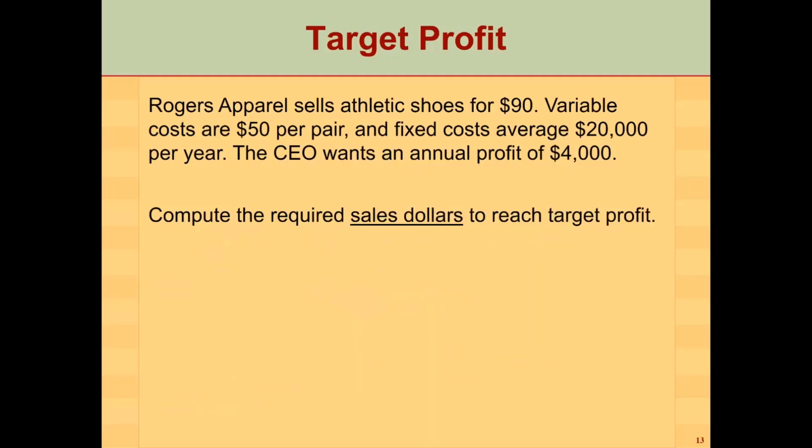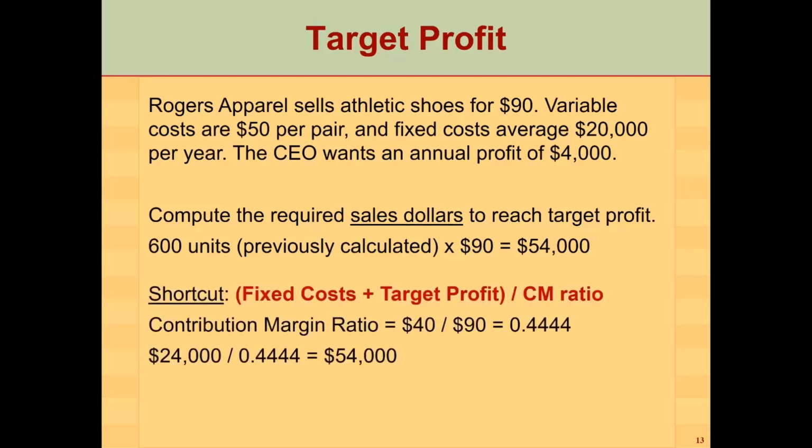Same as before, I could use this to determine my sales dollars. I could calculate my units first, multiply by the 90, and I need 54,000 of sales in order to reach that profit. But I have my shortcut. Again, I'm going to use that contribution margin ratio. So 0.444 is my ratio as we already calculated. And I divide the fixed cost plus the target profit by that contribution margin ratio. And I have 54,000 as my sales that are needed in order to reach my 4,000 of profit. Okay, so be ready for some basic questions on break-even and target profit, both for the units and for the sales dollars that you would need in order to get there.